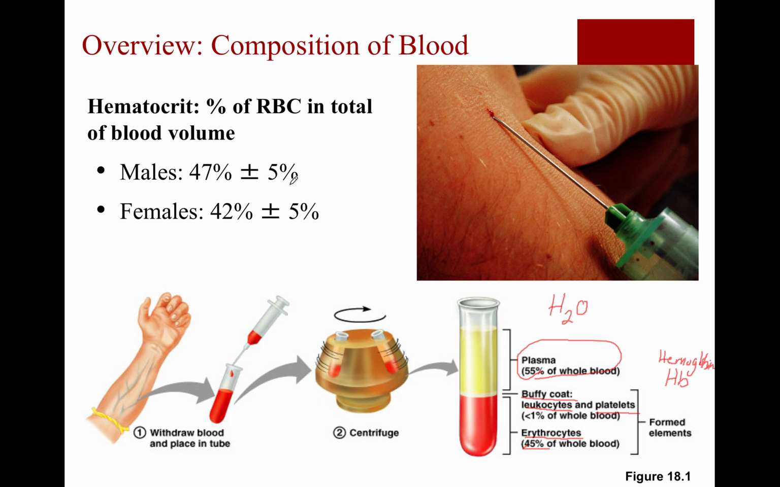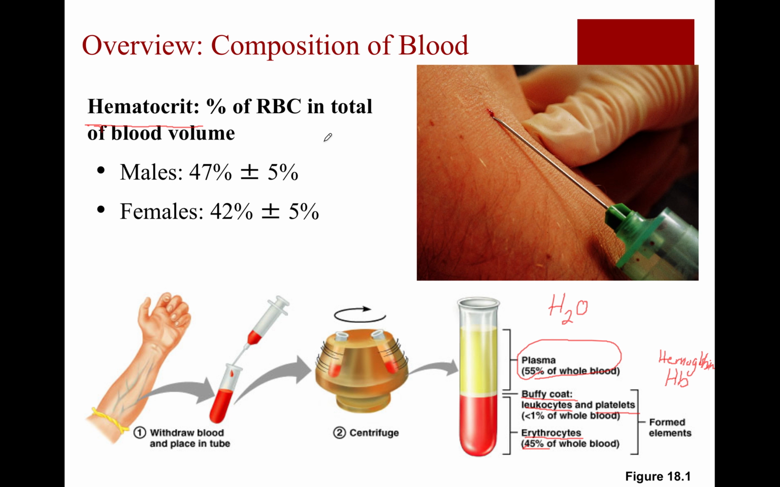Now notice that up here, one thing that I mentioned is the word hematocrit. Hematocrit is the percentage of red blood cells in total blood. So basically what I have here as 45% is representing the hematocrit.